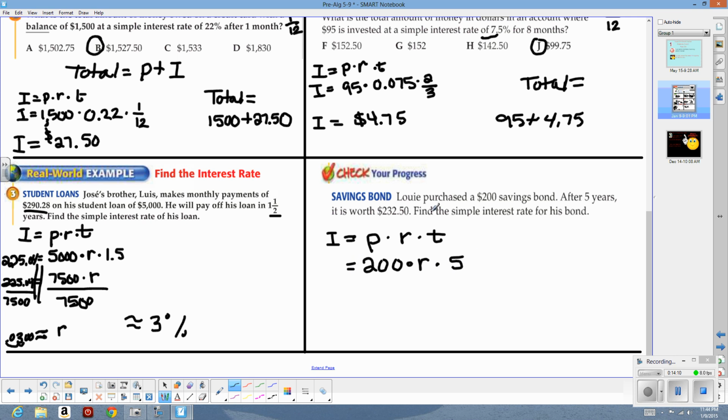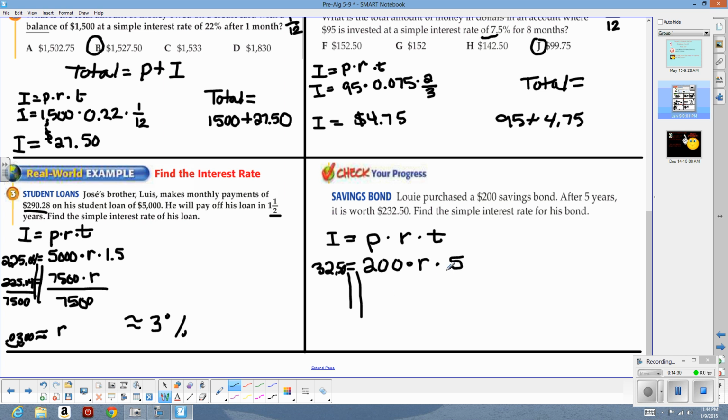And the interest we can calculate. The interest is going to be $32.50, because he purchased it for $200 and now it's worth $232.50, which means he's earned $32.50 in interest.